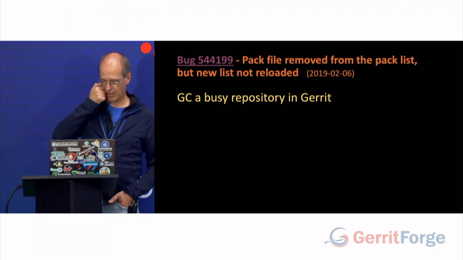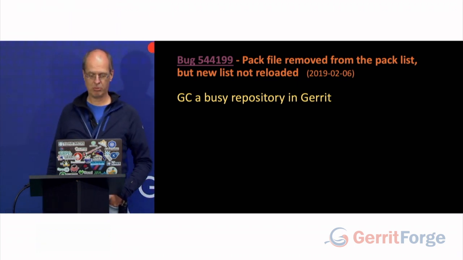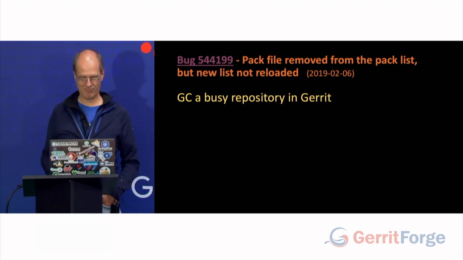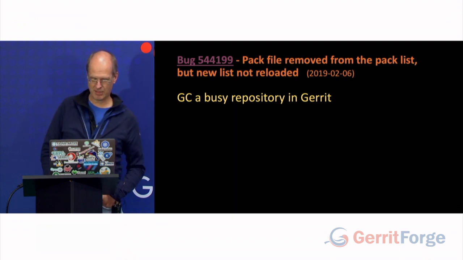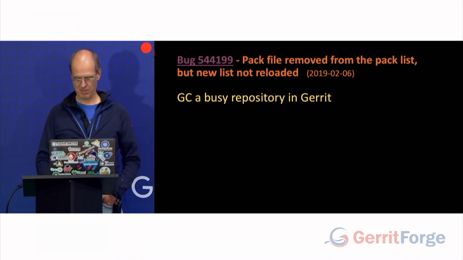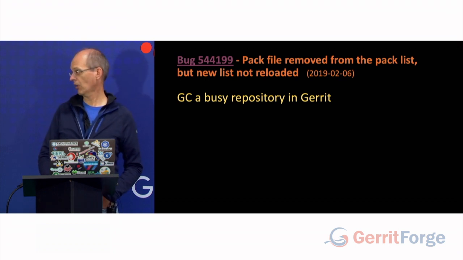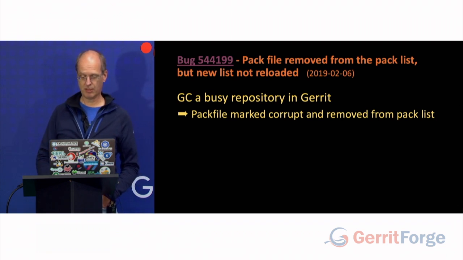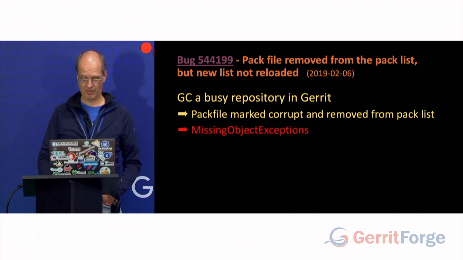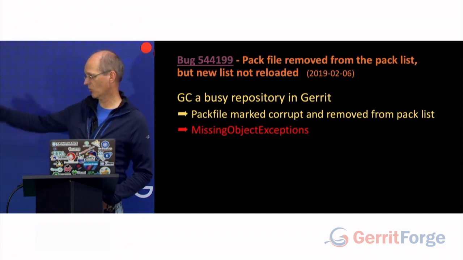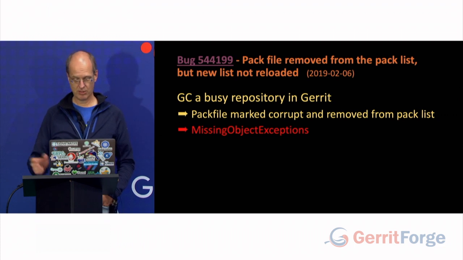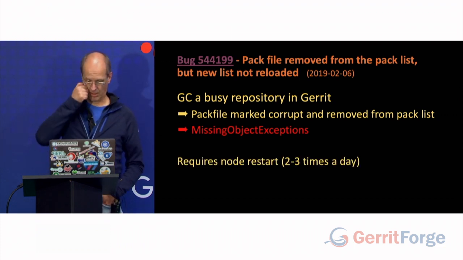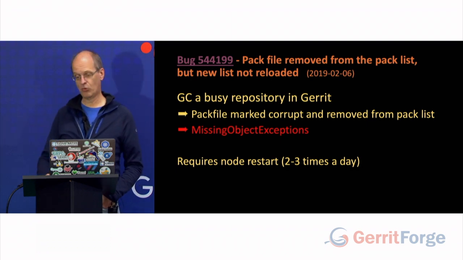Now let's see how this started, this journey. So we had a bug report from, I think it was from Luca. Pack file removed from the pack list, but new list not reloaded. So the starting point is you run a GC on a busy repository, and what was observed is the pack file was marked corrupt and removed from the transient pack list. The effect were missing object exceptions, so JGit didn't find objects anymore which were in this pack. And the only way to fix that was to restart the node. And for Luca, this meant 2 to 3 times a day.